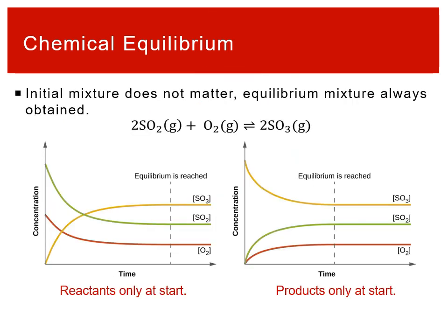One of the things about equilibrium is that it doesn't matter how you start. You always reach equilibrium. You're always going to have an equilibrium mixture where you have both reactants and products. So in this reaction, I have the SO2, I have O2, and I'm making SO3. So those are the colors.